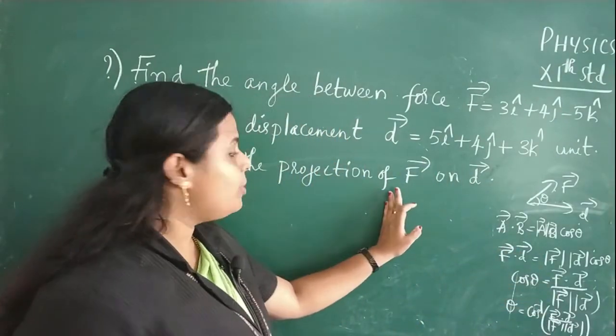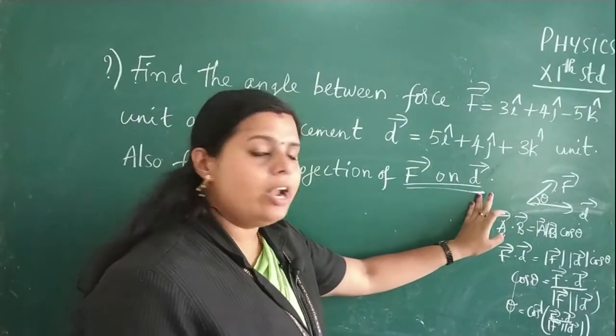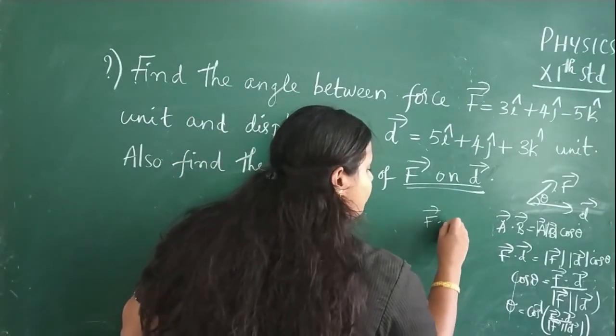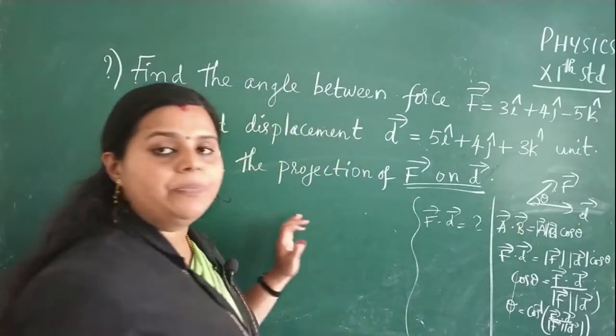And what about the second question? We have to find out the projection of F on D. The projection of F on D എന്ന് പറഞ്ഞാൽ എന്താണ്? Yes, it is the scalar product F dot D. F dot D എന്ന് പറയുന്ന scalar product കണ്ടുപിടിക്കണം.